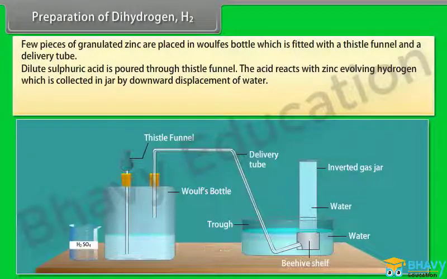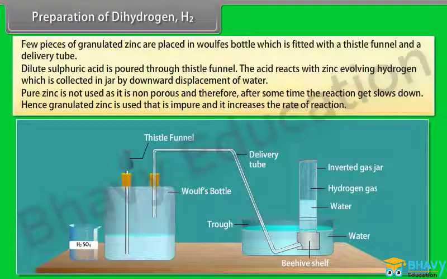The acid reacts with zinc, evolving hydrogen which is collected in a jar by downward displacement of water. Pure zinc is not used as it is non-porous and therefore after some time the reaction slows down. Hence granulated zinc is used, that is impure, and it increases the rate of reaction.